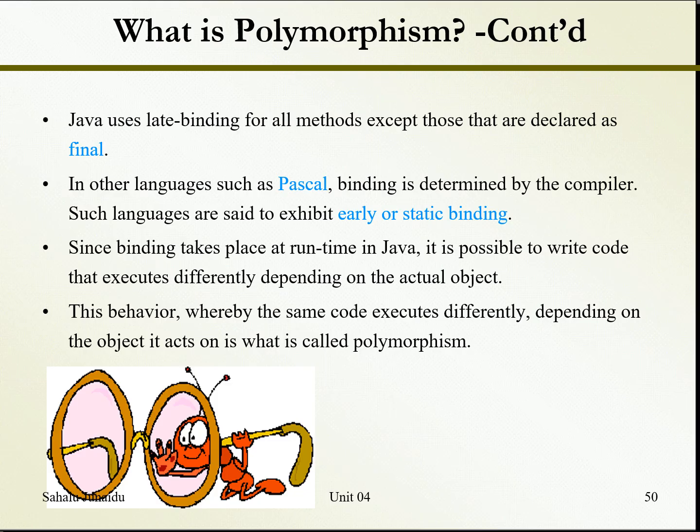So if it cannot be changed, then that becomes a constant, and that is why we declare that variable as final. If it is a method, whenever we have a method as final, it means that method cannot be overridden. You should understand that: it cannot be overridden.